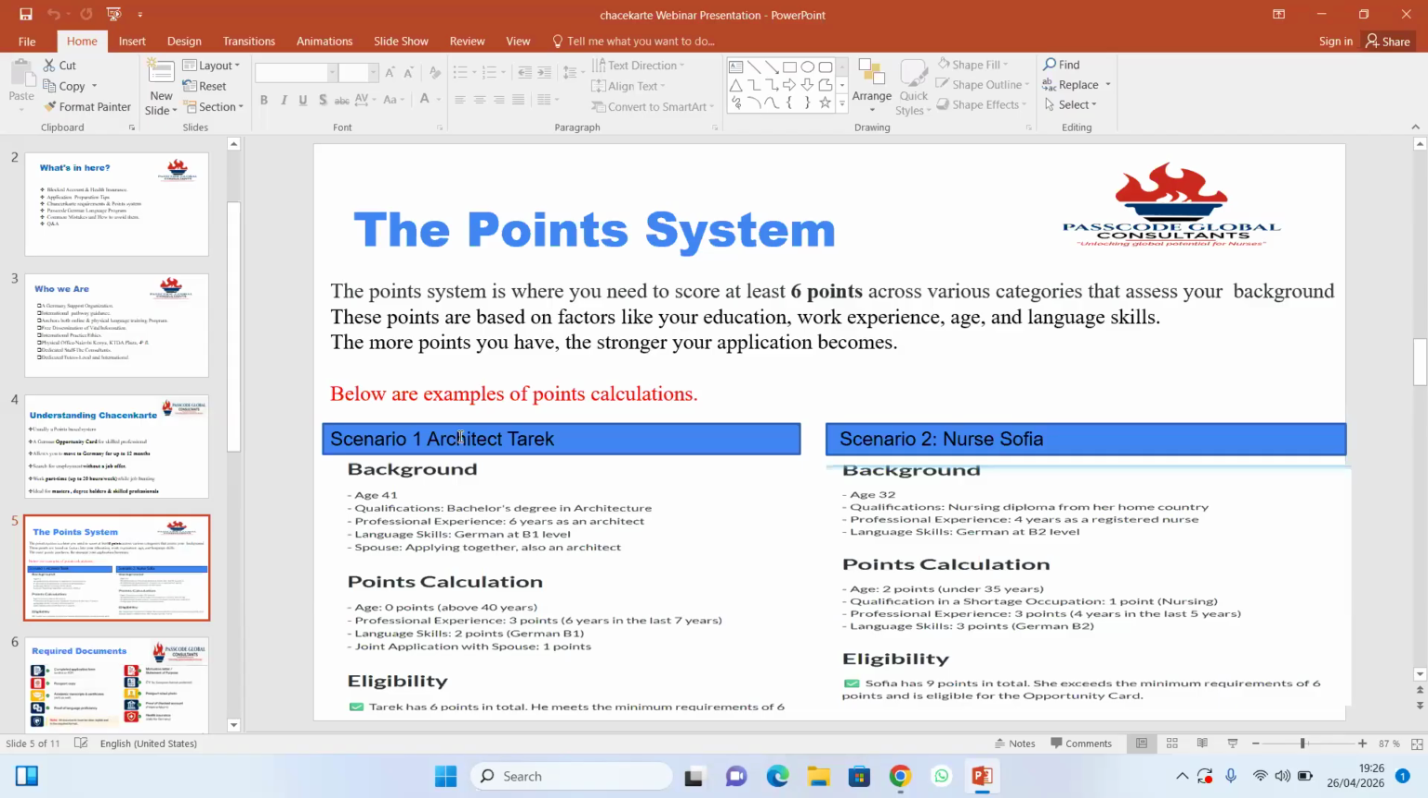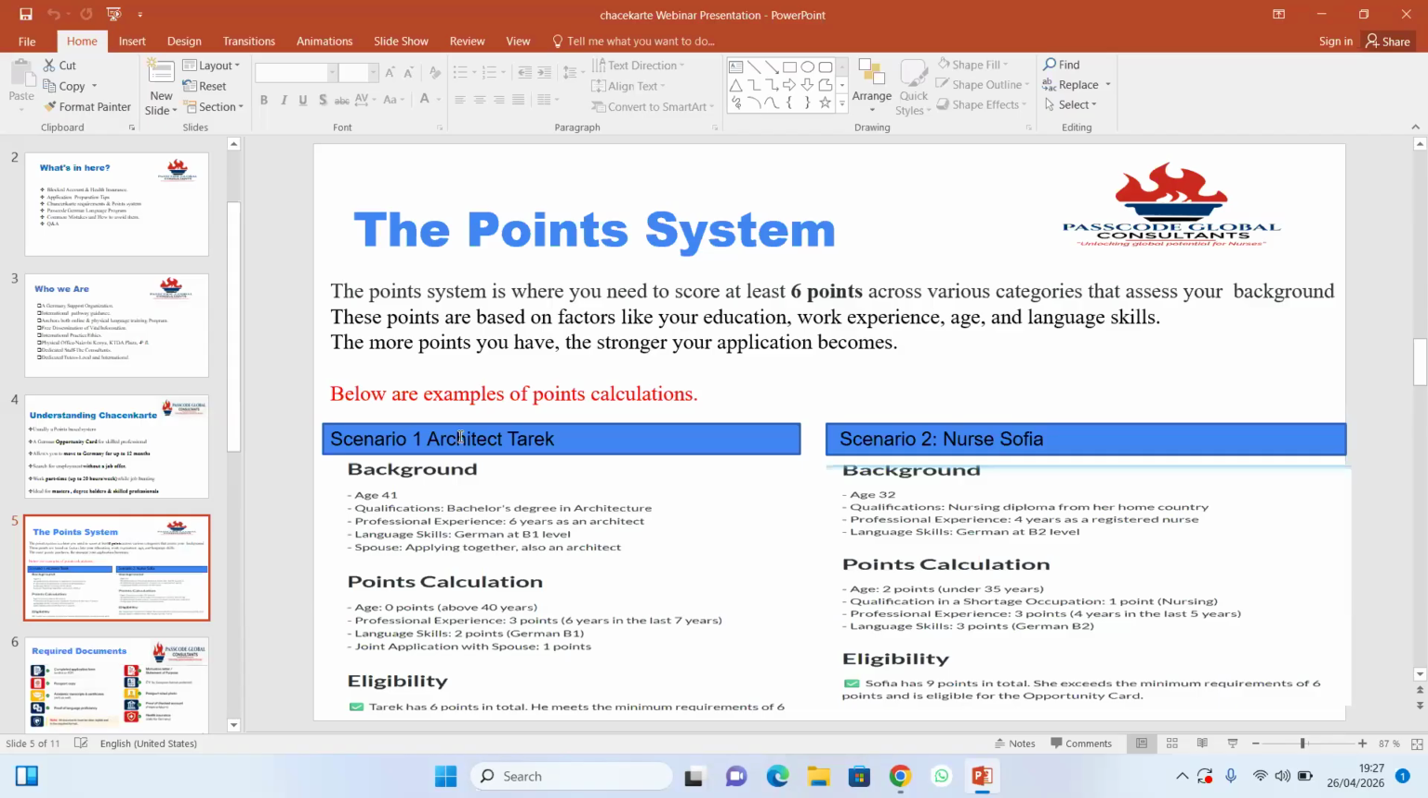These points are based on factors like your education. What level of education have you done up to? Your work experience. For how long have you been working? The more experience you have, the more points you have. Age. The younger you are, the more points you have. It doesn't mean that if you're older, you do not qualify for this kind of visa. Only that you will get fewer points for the age bracket. But if you have more work experience, you get more points for the work experience and the language skills.